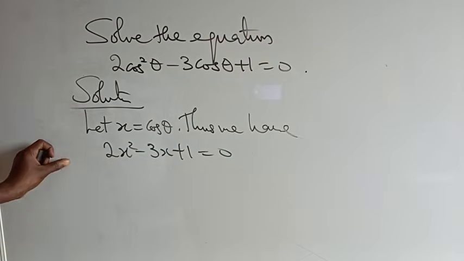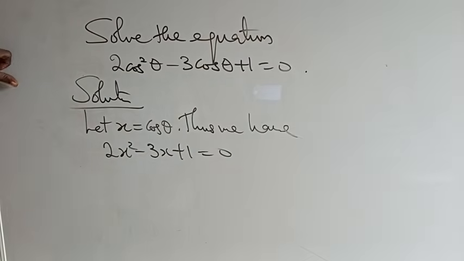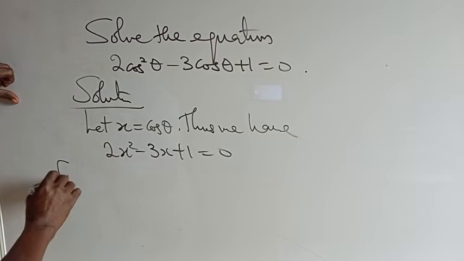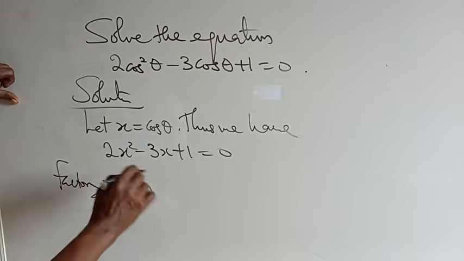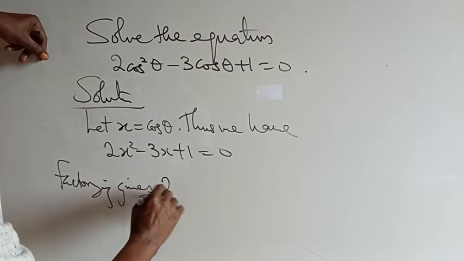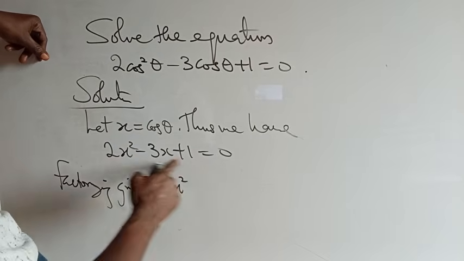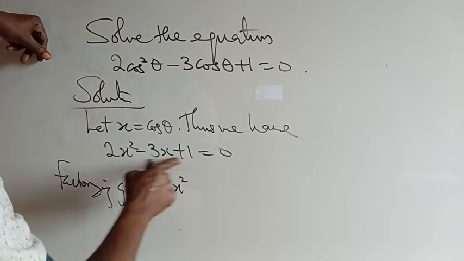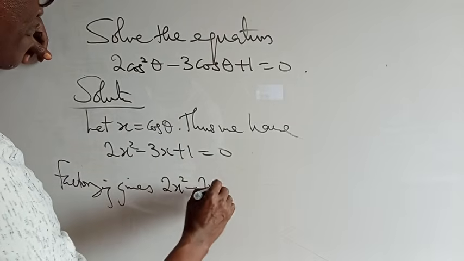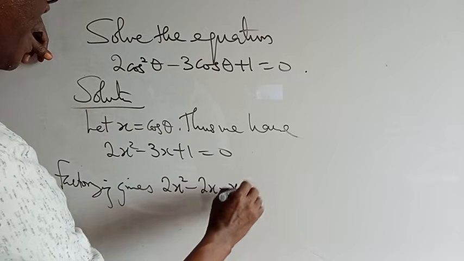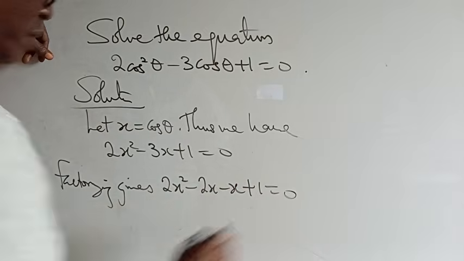This has given us a quadratic equation. So we now factorize. Factorizing, just factorize 2x squared. You're looking for the product of 2x squared, and that's minus 2x minus x, plus 1 is equal to 0.